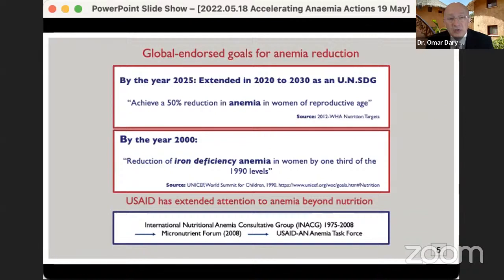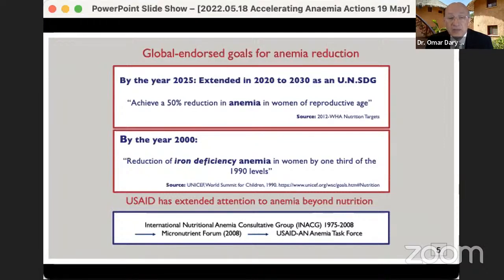These failures have not been because of a lack of interest. For example, USAID in 1975 created the International Nutritional Anemia Consultative Group that contributed many scientific findings, methodologies, and technologies to prevent and manage anemia. In 2008, it merged with other micronutrient technical groups into the Micronutrient Forum, because we realized that preventing anemia and other consequences of micronutrient deficiencies needed an integrated approach.